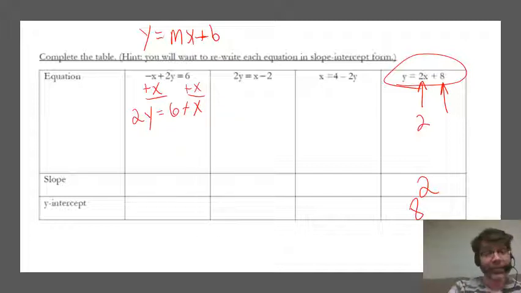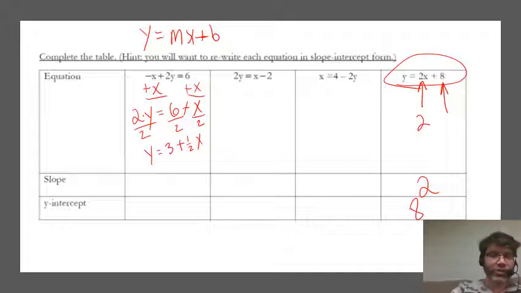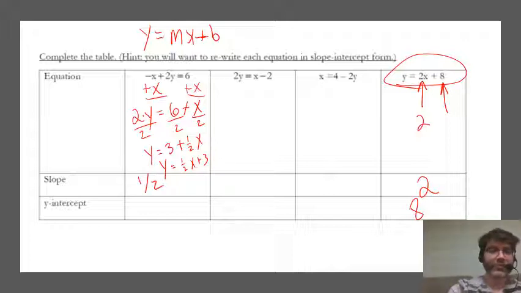Now I need to get the y by itself, as right now it's being multiplied by 2. So I'll divide everything by 2. That's y equals 3 plus 1/2 x. Now I can rearrange 3 plus 1/2 x to be 1/2 x plus 3. And now I see that the slope is 1/2 and the y-intercept is 3.